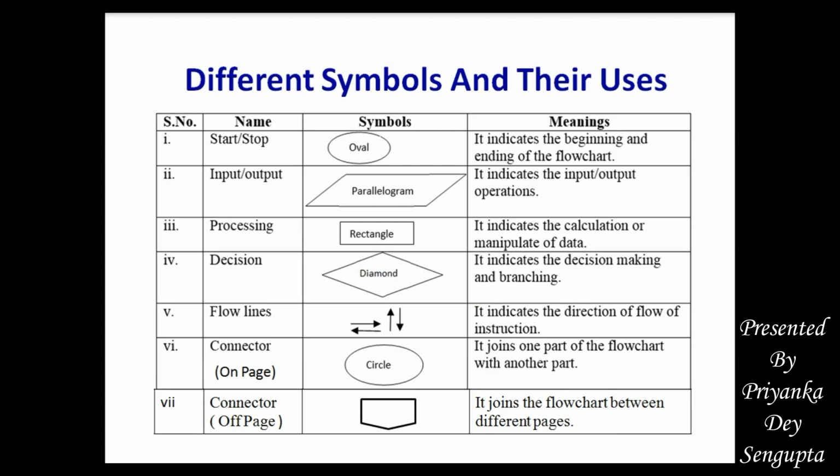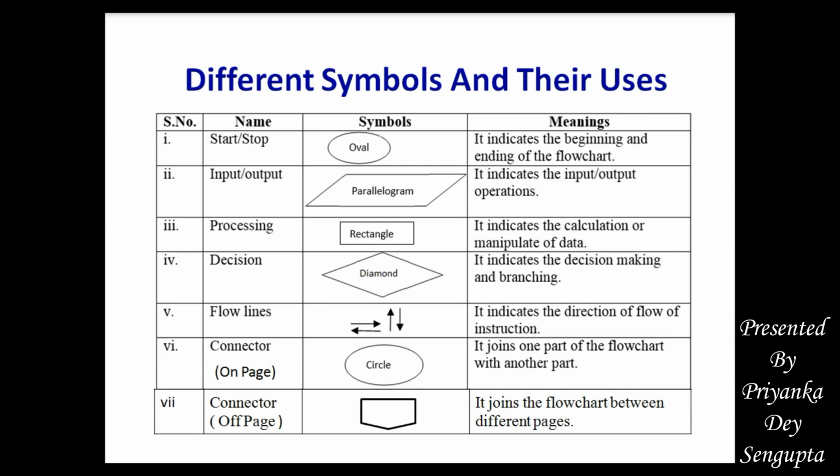The first one is a start or stop button. It is oval in shape and it indicates the beginning and end of a flowchart. Next one is an input or output. It is represented via a parallelogram and it is used for inputting the variables as well as for displaying the result. The third one is a processing box. It is represented with a rectangle. It is used for calculations.